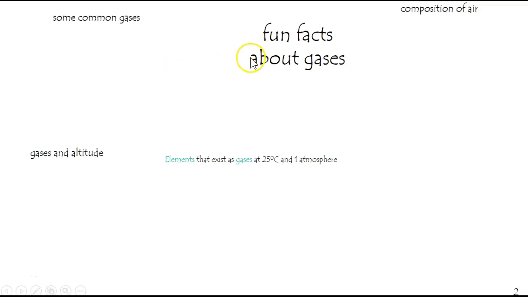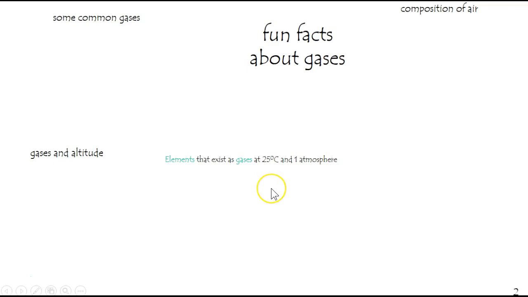A good place to start out with gas is to just point out some fun facts. Let's take a look at some common gases. I'm sure you could list a few. Let's take a look at air, which is a gas, but it's a mixture, so let's think about what it's composed of. Let's think about what happens when you go up, say, to the highest point on Earth, 29,000 feet, or even above that in a plane. What's going to happen as you go higher?